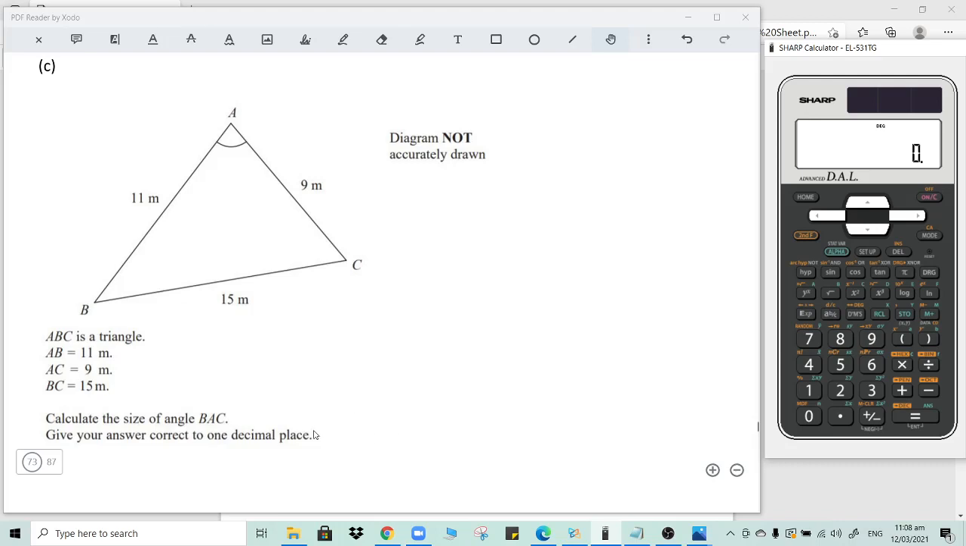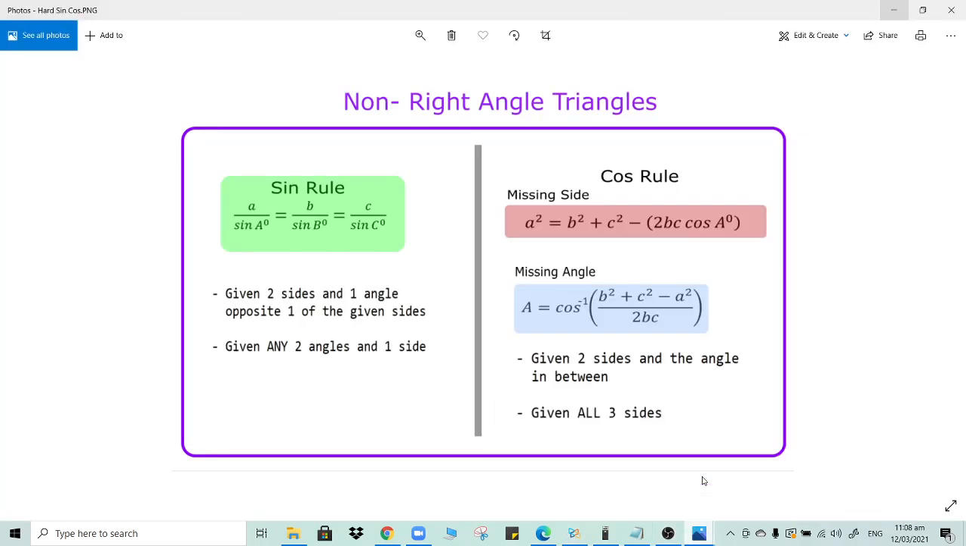It seems to me that they want us to find angle BAC. Oh, so that's this guy here. Now, which rule is this? Now, I have a summary of all the rules here. We're going to end up using the cosine rule. Why? Because you're allowed to use the cosine rule if you are given 2 sides and the angle in between those 2 sides, or given all 3 sides.